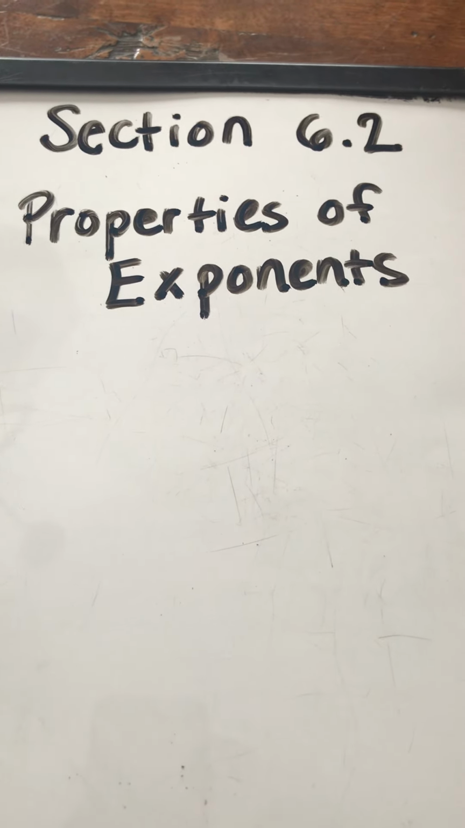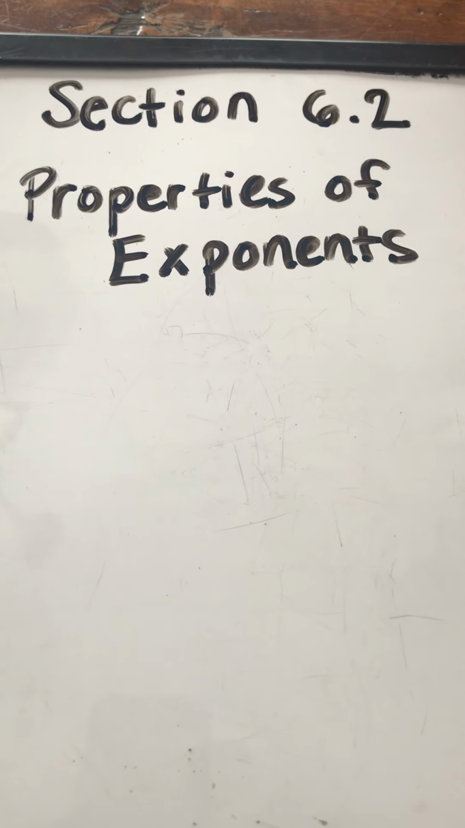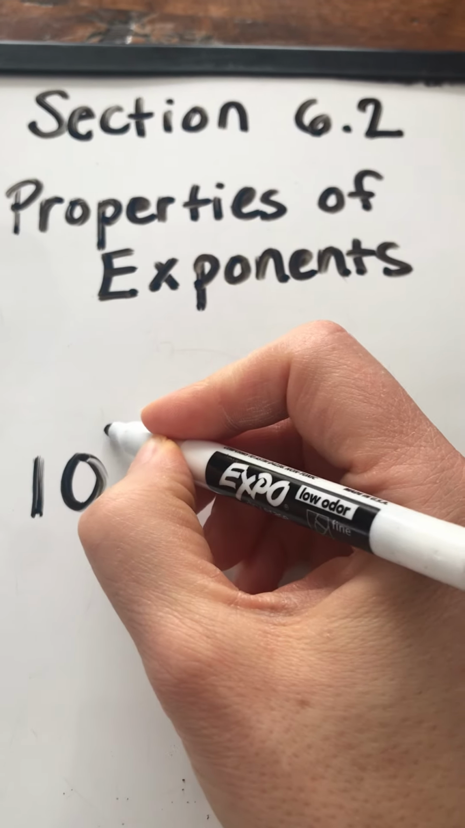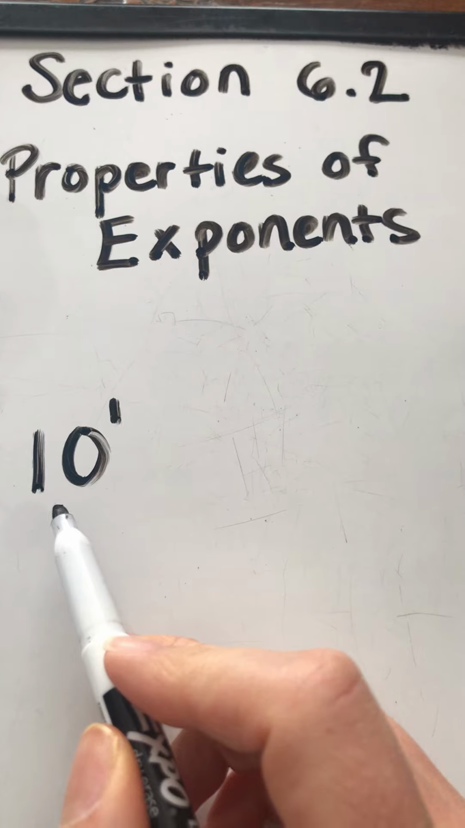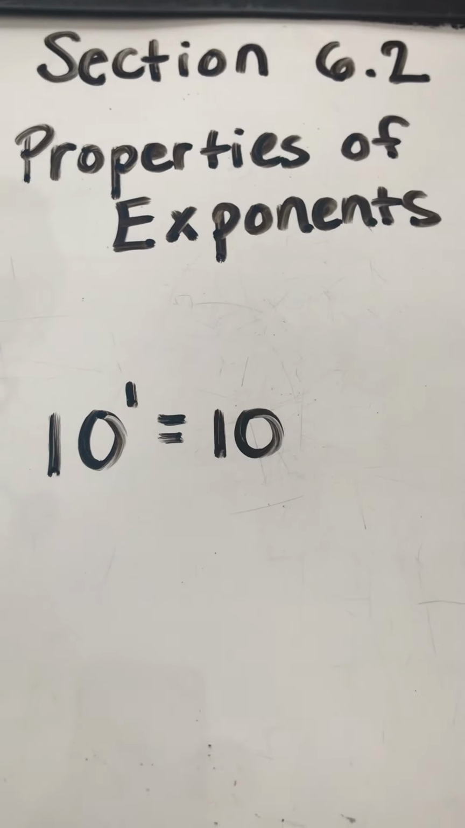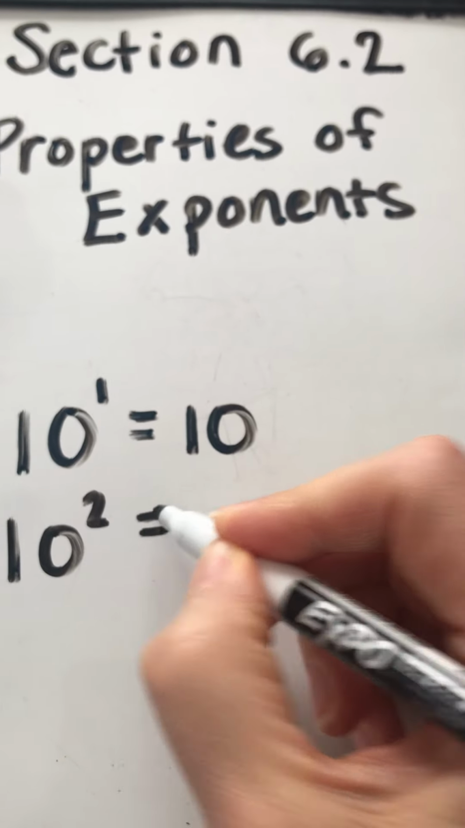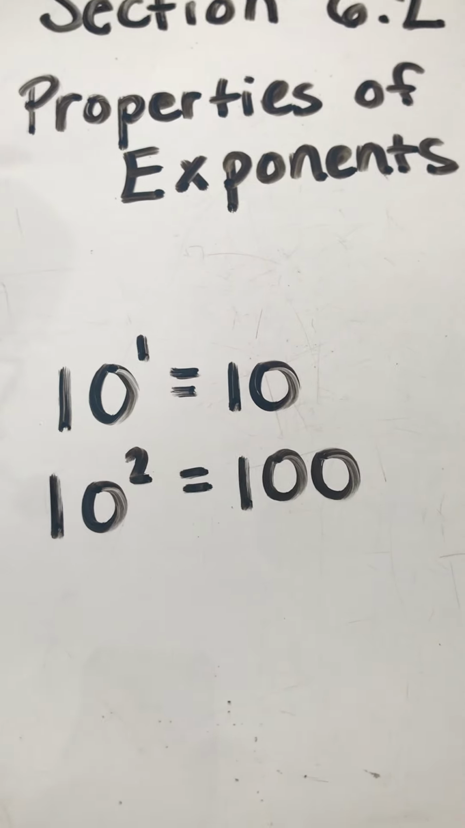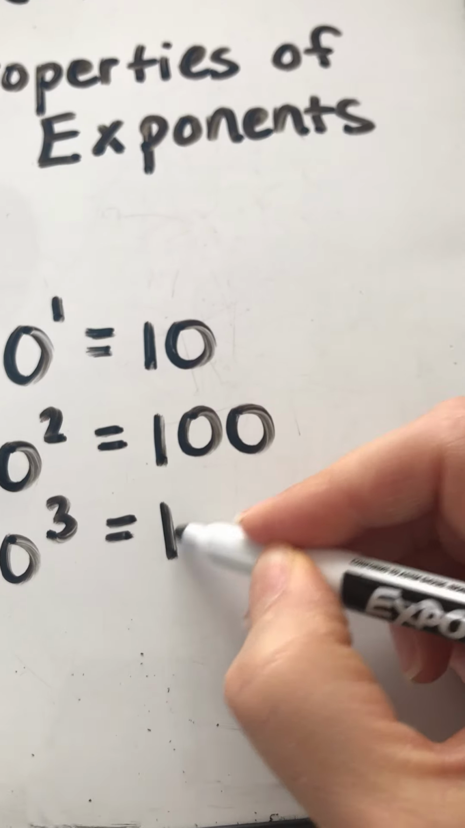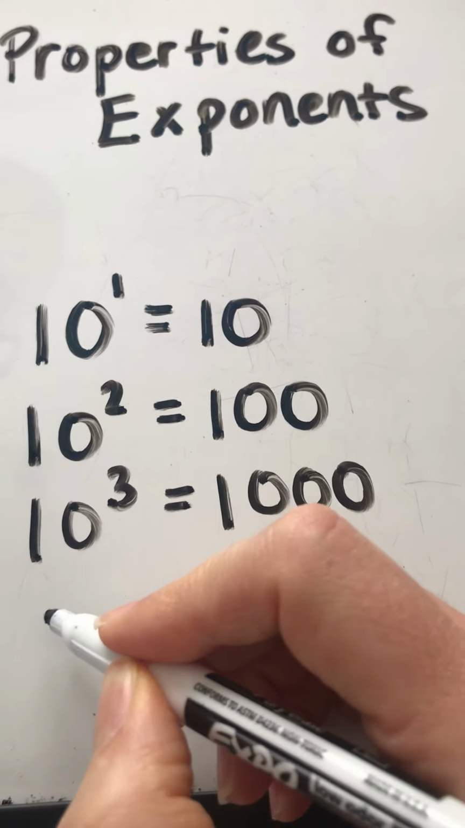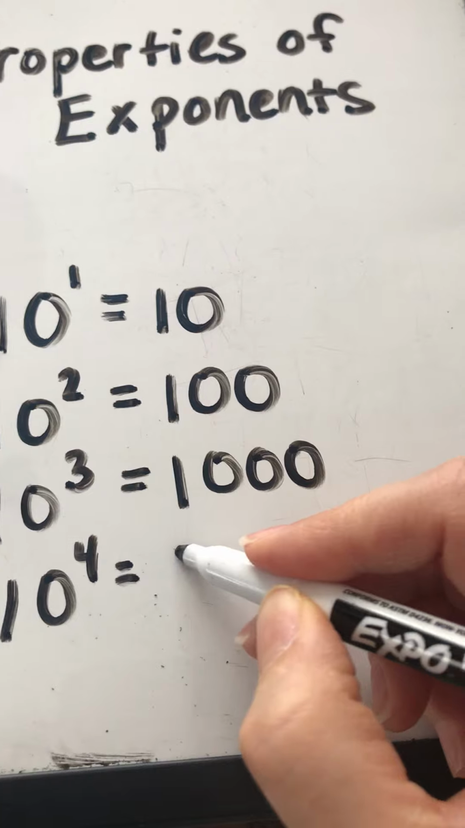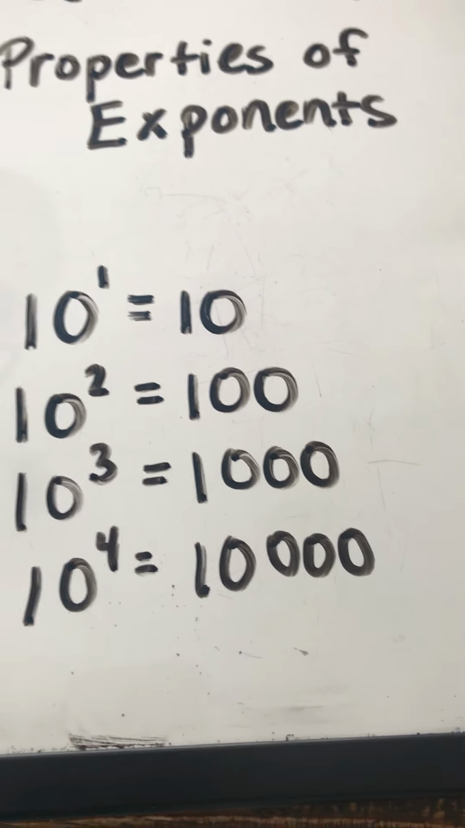The first property we're going to talk about comes from the base 10 system. The base number I'm talking about is your main bottom number raised to some exponent. If I have a base 10 to the power of 1, you know that's just 10. 10 to the second power means 10 times 10 equals 100. 10 to the third power, 10 times 10 times 10, would be 1,000. And then 10 to the fourth, 10 times 10 times 10 times 10 would equal 10,000.